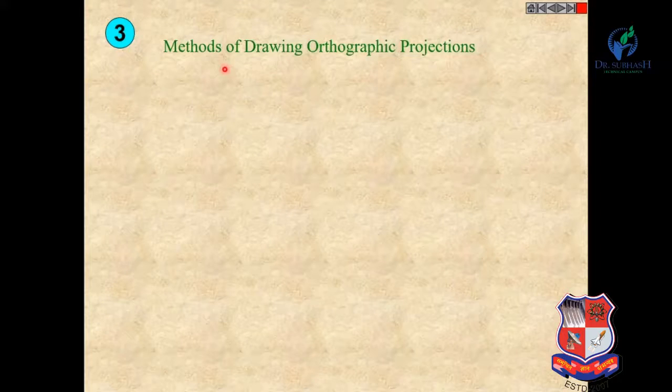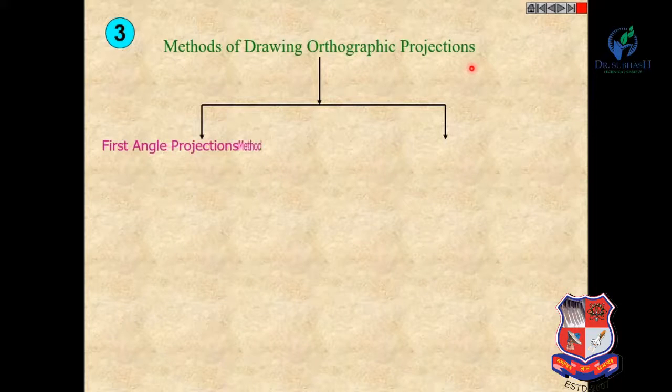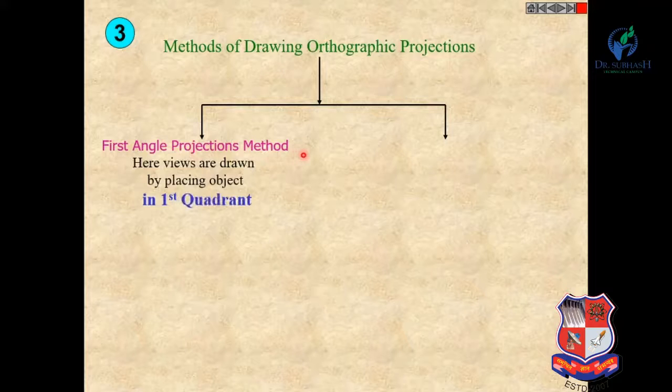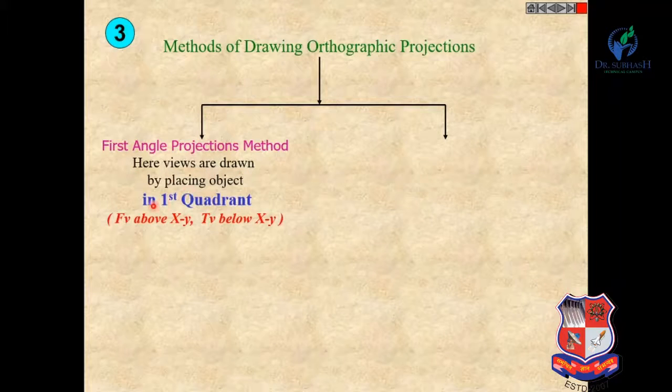Now, methods of drawing orthographic projections. There are two methods. The first is the first angle projection method, in which views are drawn by placing the object in the first quadrant. The object is in the first quadrant, that means it is above HP and in front of VP. So the front view is above XY and the top view is below XY.